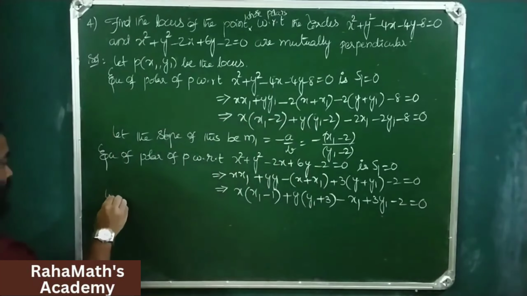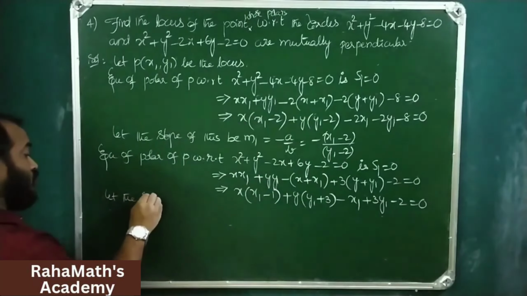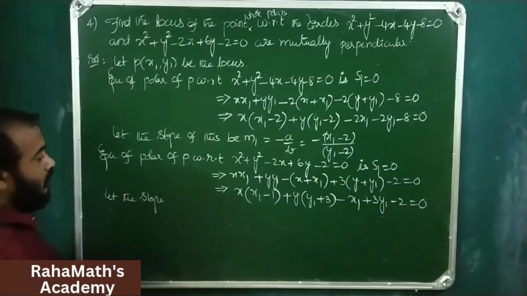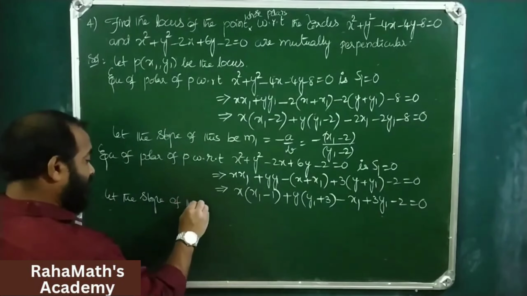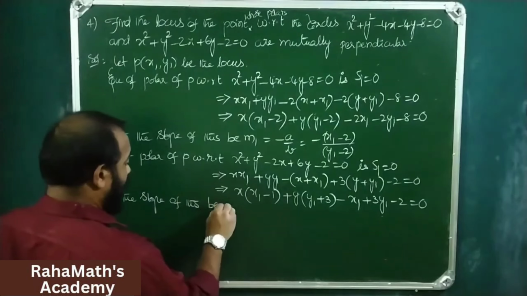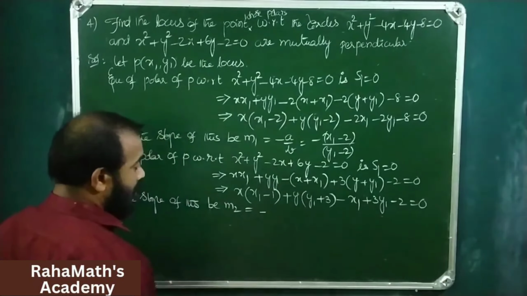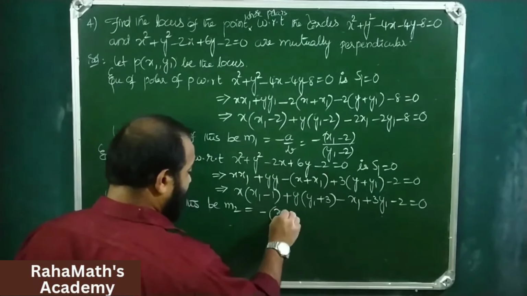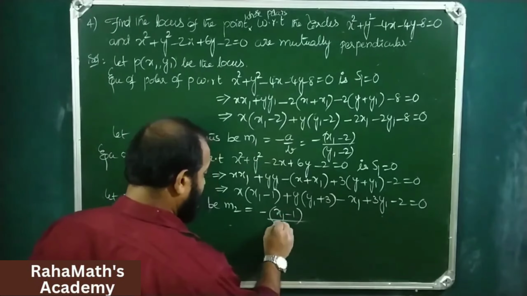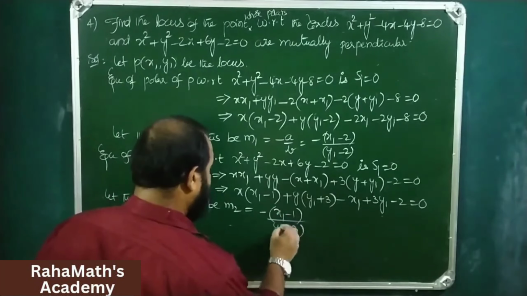Let the slope of this be m2. So what is m2? Minus of (x1 minus 1) by (y1 plus 3).